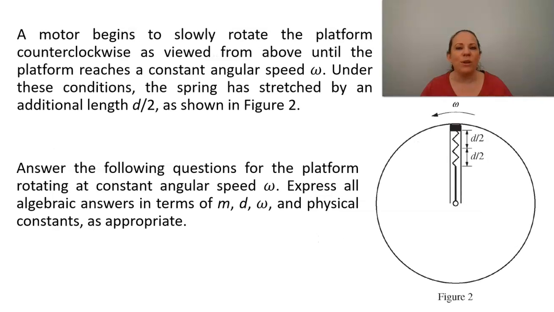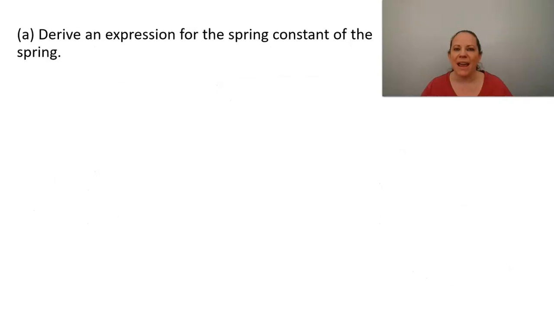A motor begins to slowly rotate the platform counterclockwise as viewed from above until the platform reaches a constant angular speed omega. Under these conditions, the spring has stretched by an additional length d over 2 as shown in figure 2. Answer the following questions for the platform rotating at constant angular speed omega. Express all algebraic answers in terms of m, d, omega, and physical constants as appropriate. Part A. Derive an expression for the spring constant of the spring.